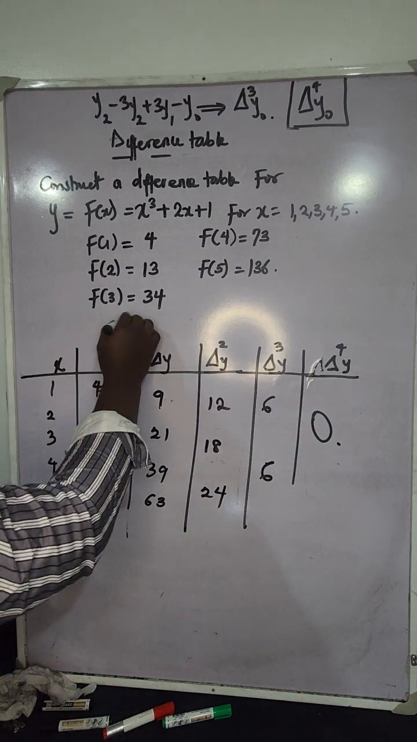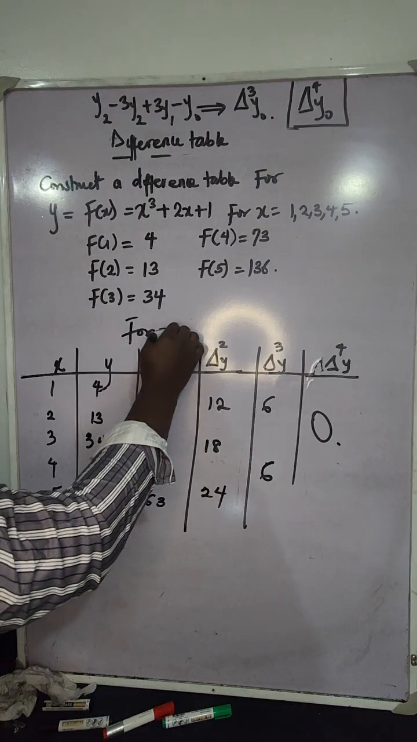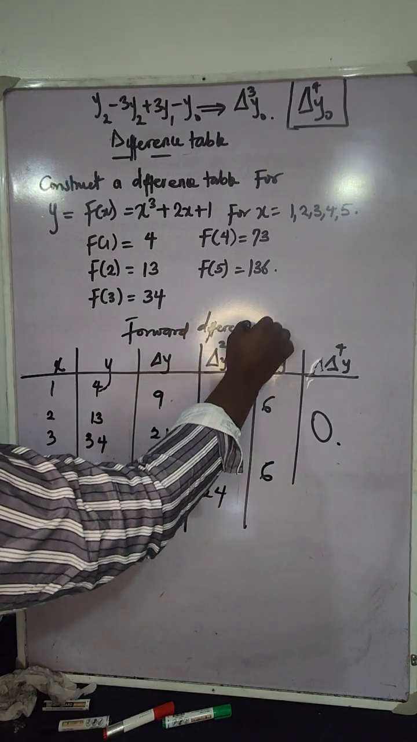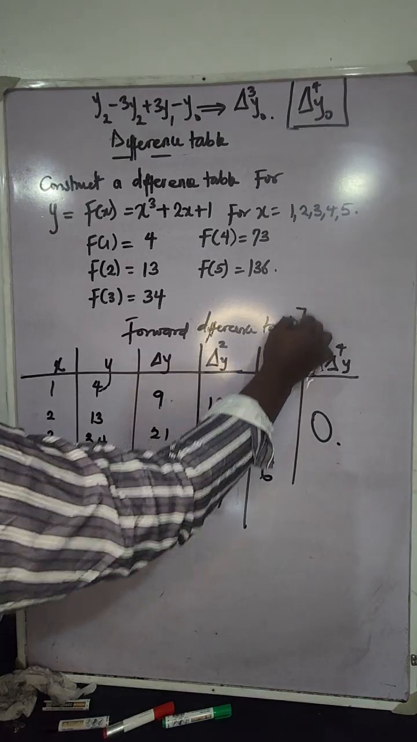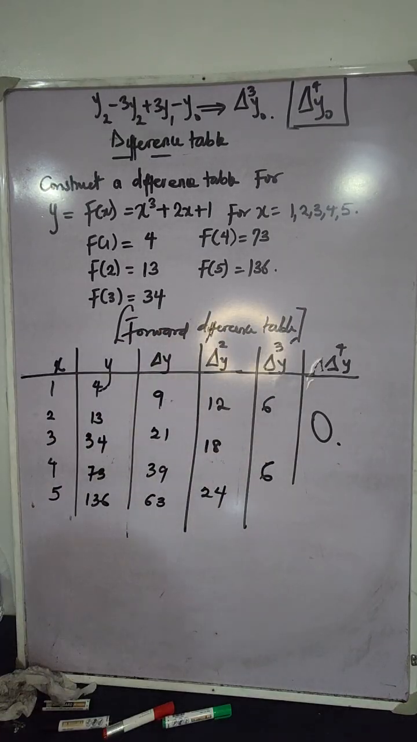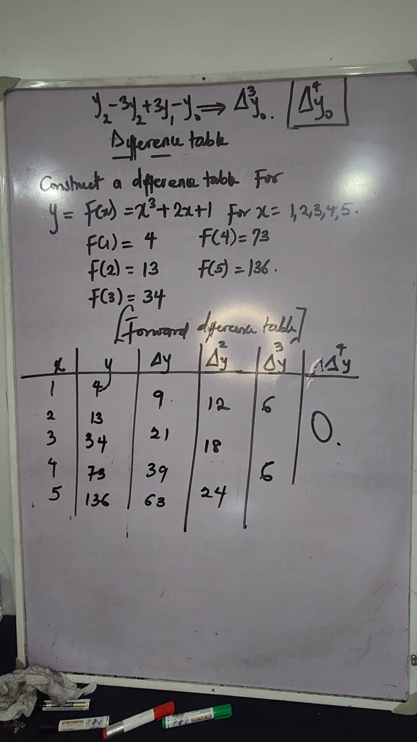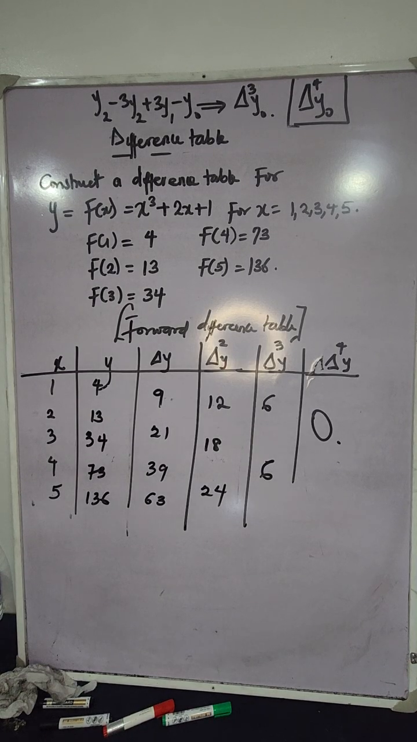This is the forward difference table of that function or of that question. Is that clear? All right. So as we have seen these samples, we've had a rigid knowledge of the forward difference table. See you in my next class. All right.